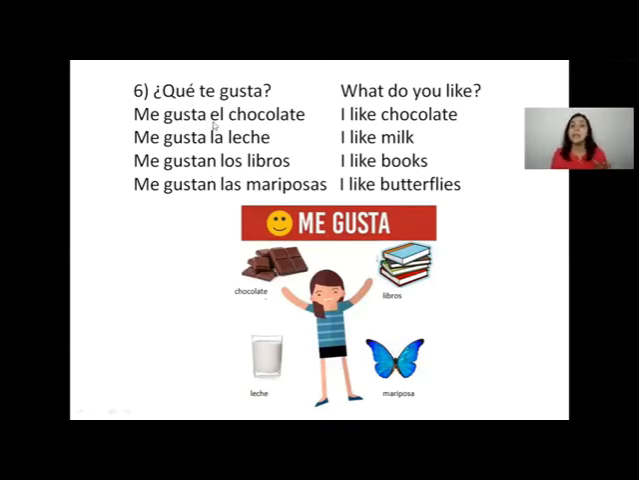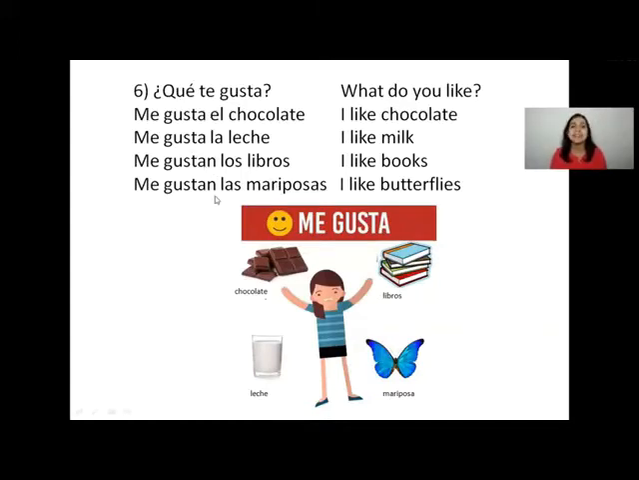If we're talking about a singular noun, si hablamos de un sustantivo singular, el chocolate, la leche, we use the verb in singular, me gusta. But in this case, en este caso, los libros, las mariposas is plural. So it will be me gustan. Okay, that's very important to know.